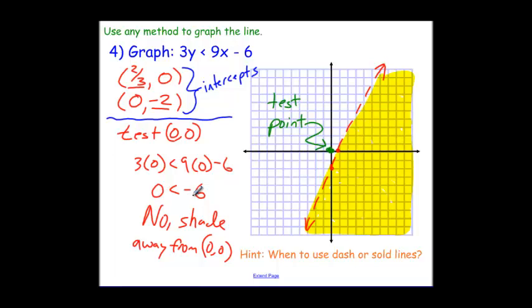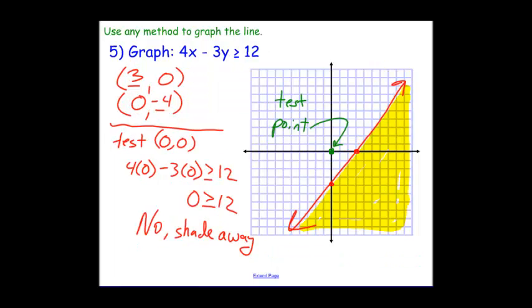Notice it does not satisfy the equation. That's a false statement, so we do not shade this side. That's the false side, so we shade the other side of the fence. Okay? So that's what the test point is, either true or false. That's kind of how you have to look at it. Let's look at one more method here. Actually, we've got a couple more examples here.